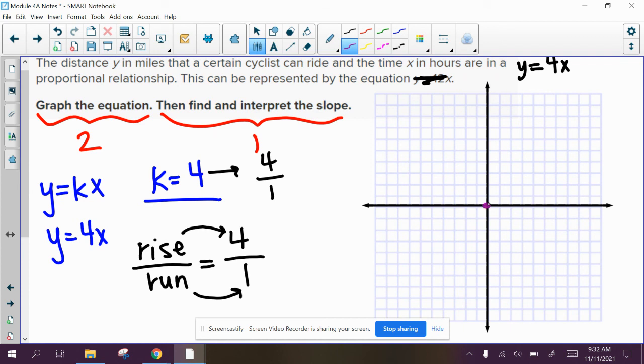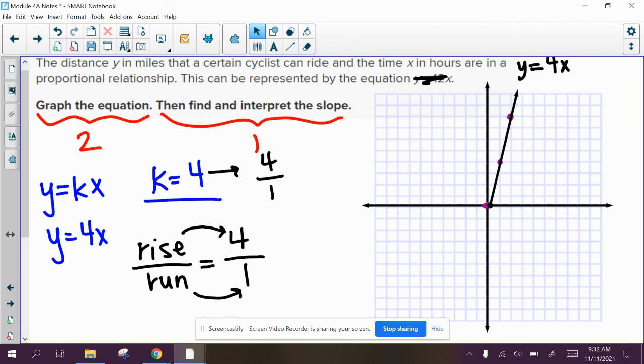Like always, we start with 0, 0. Then we're going to go rise 4, 1, 2, 3, 4, and run 1. Rise 4 and run 1. And again, we're going to do a ray in this case. We're not going to go into the negatives because we are talking about distance and hours, which cannot go negative.